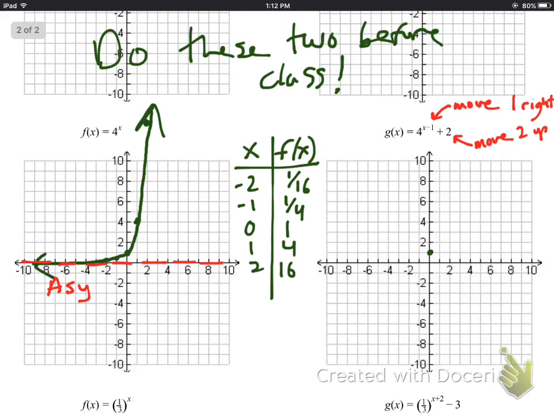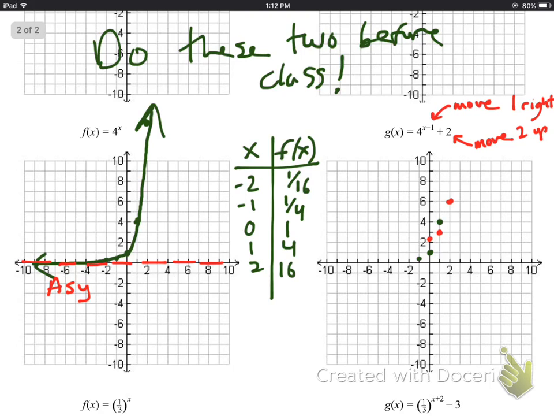So for each point, I'm going to take it and move it 1 right and 2 up. We take the point (0, 1) that we plotted on the left there. The green is the old point and the red is the new point. You move (0, 1) to (1, 3). You move (1, 4) to (2, 6), and (-1, 1/4) to (0, 2 1/4).